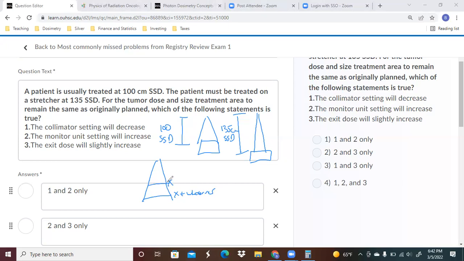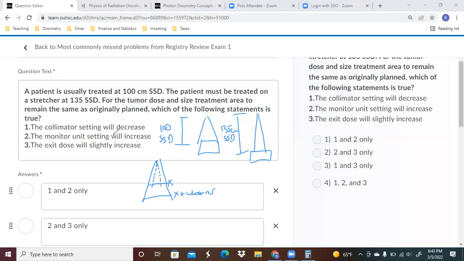In order for us to make sure that we just hit that same distance there at 135, we're going to have to shorten or bring in the collimator edges here. Otherwise, we end up treating more than what we want. So that's why number 1 is true.